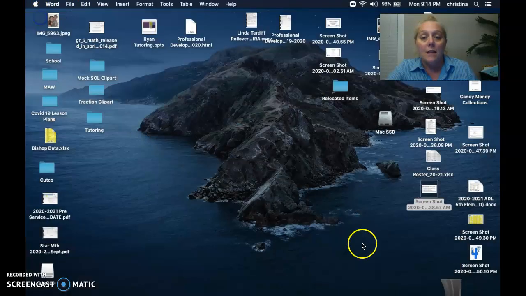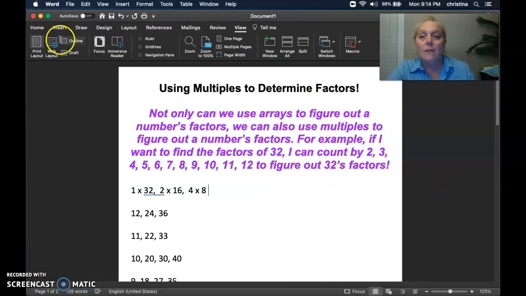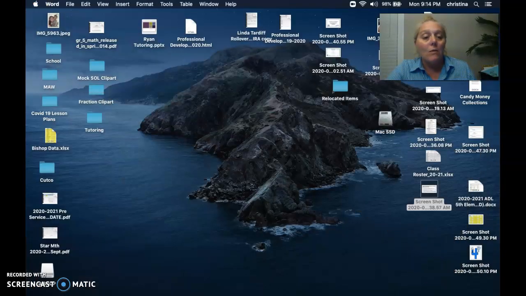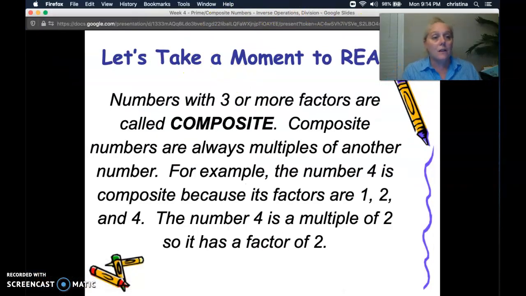Now, the other thing I wanted to show you guys is, why are we figuring out these factors? Why are they important? That's because in 5th grade you learned something called prime and composite numbers. So let's take a moment to read. Numbers with 3 or more factors are called composite. Composite numbers are always multiples of another number.